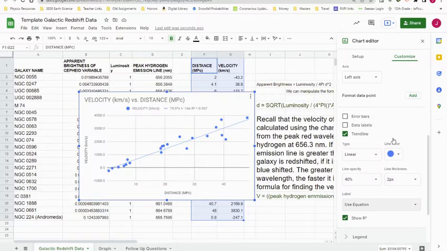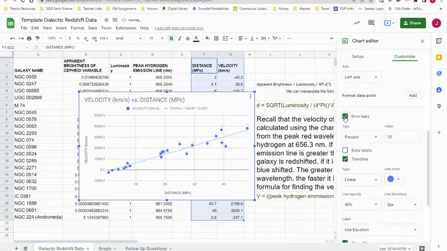Okay. And then the other thing that we haven't done much of that I want to show you is that you're going to add error bars. So right above trend line, if you click on error bars, it'll default to 10%. Okay, so it gives a 10% error, and that's going to become important later on. Okay, so here's our graph, and that's all you need to do with it.